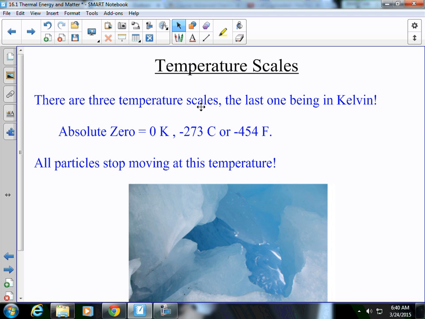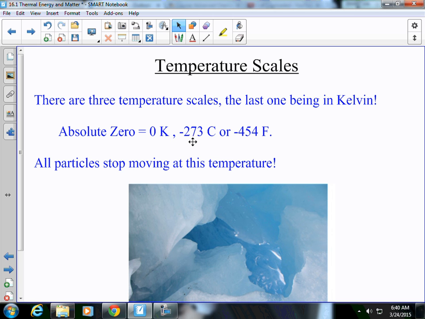So we function on three temperature scales. We function on Celsius and Fahrenheit. You guys know those. And there's a third temperature scale, which is Kelvin. And the reason we have to use Kelvin is because, as we just got done talking about, in the Fahrenheit scale and in the Celsius scale, there are negative temperatures. In the Kelvin scale, there are no negative temperatures, and the coldest possible temperature is 0 degrees Kelvin. So there are no negative temperatures in Kelvin. The coldest possible temperature is 0.